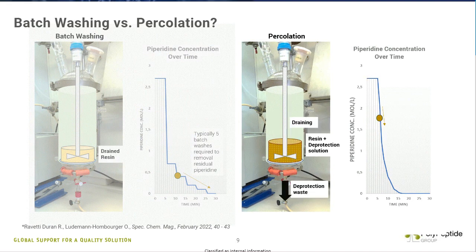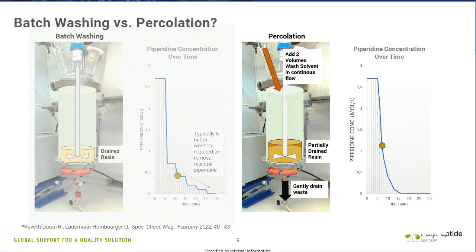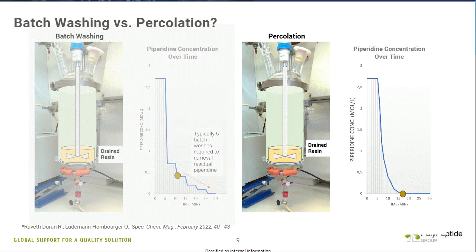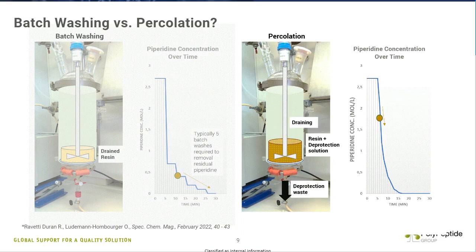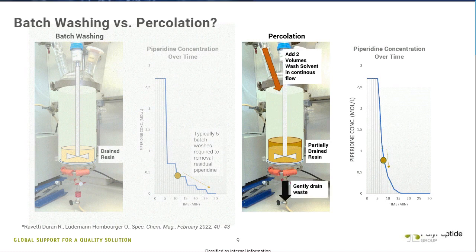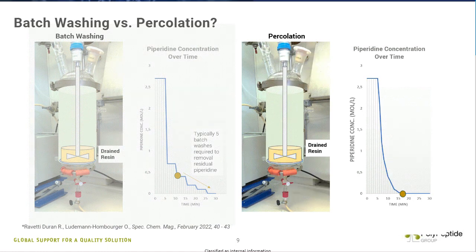The next question is also about percolation. Is percolation effective for washes after AA couplings? It is. This has been tested by our innovation teams. This percolation technique really comes from PolyPeptide Strasbourg, and it comes from assays performed by our innovation department. It has also been tested after amino acid coupling, and we see that it's very efficient at removing residual amino acids.